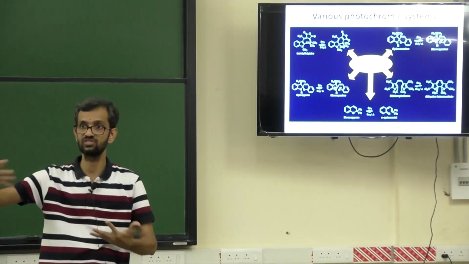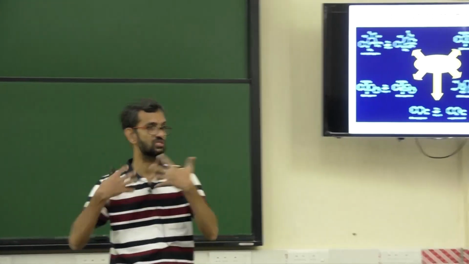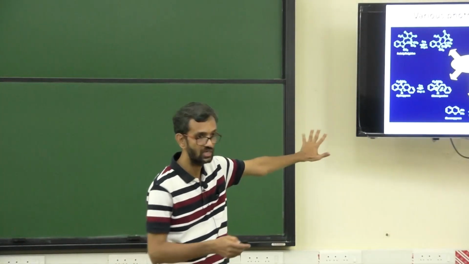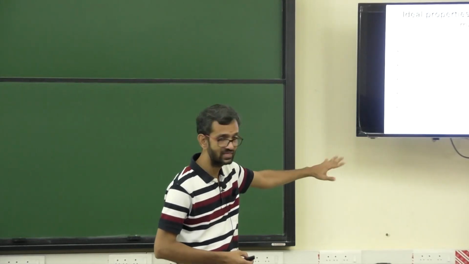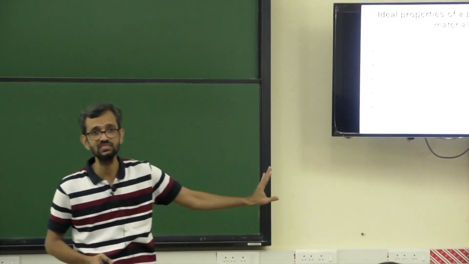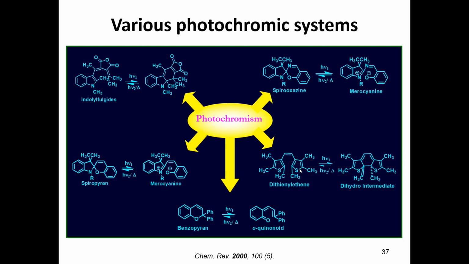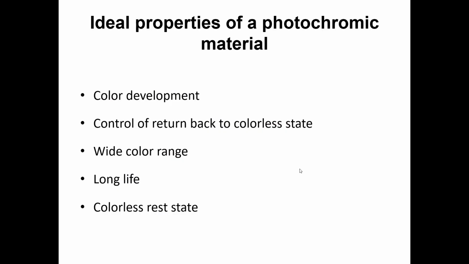Okay, they involve extended pi conjugation, so the structure becomes colored. This is how the engineering behind the molecules occurs. This I discussed already. There should be certain qualities for a molecule in order to exhibit a photochromic property. First of all, it should develop a color in order to be a promising photochromic compound.